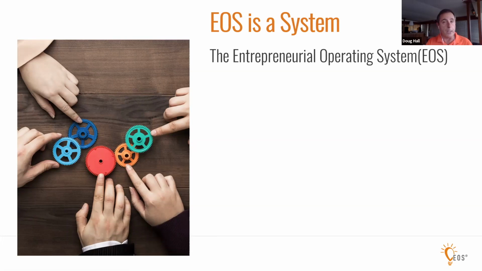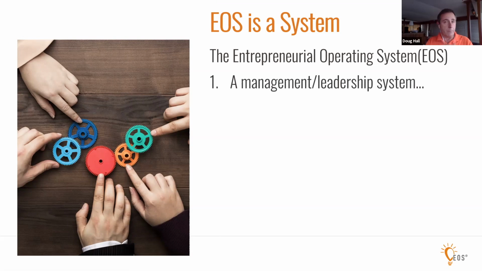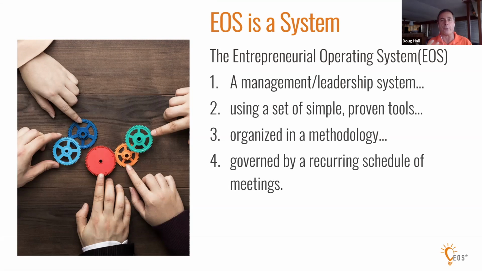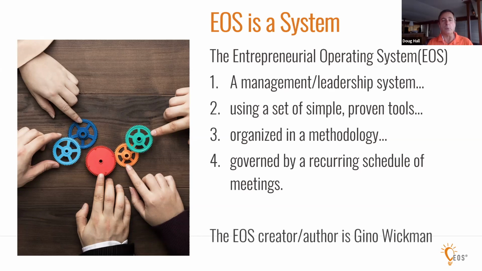So first off, EOS is a system. I'll give you a little bit of background to go behind the slide, but I just want to define it as four things. It's a management leadership system that uses a set of simple, proven management tools that are organized in a methodology, so a way to use the tools. And those tools and methods are governed by a recurring schedule of meetings. This is sort of like the drumbeat or the pulse that keeps the system moving.